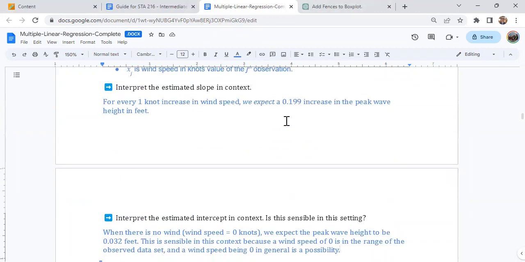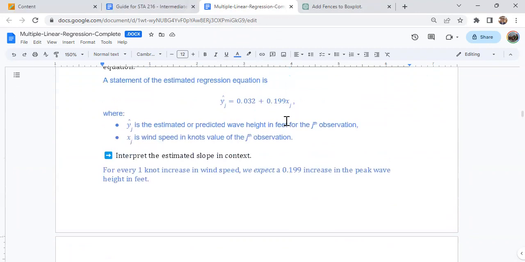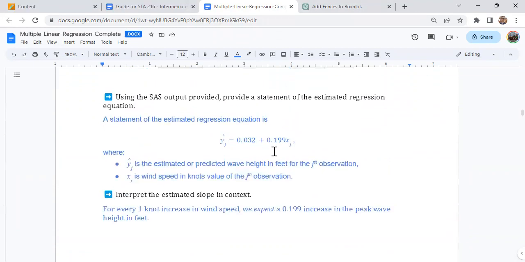So that was a review of simple linear regression. Any questions about how we gave the estimated equation or interpreted the coefficient estimates?